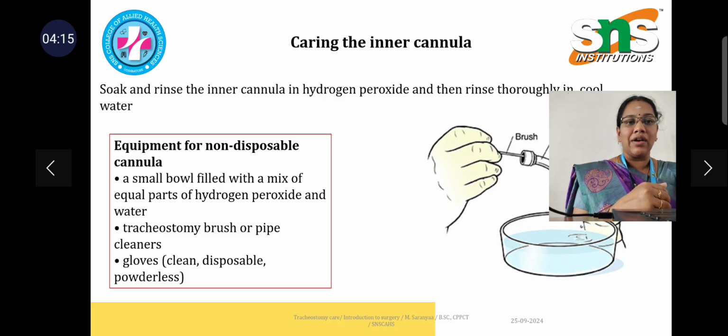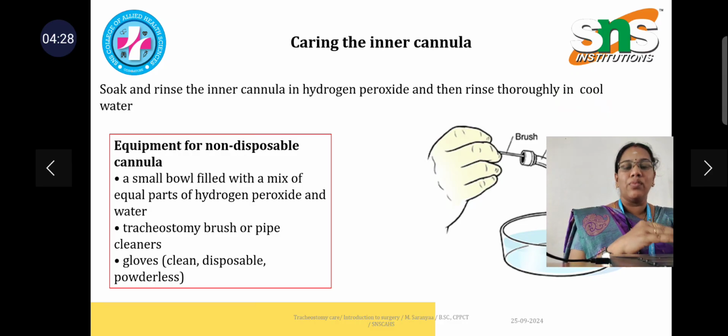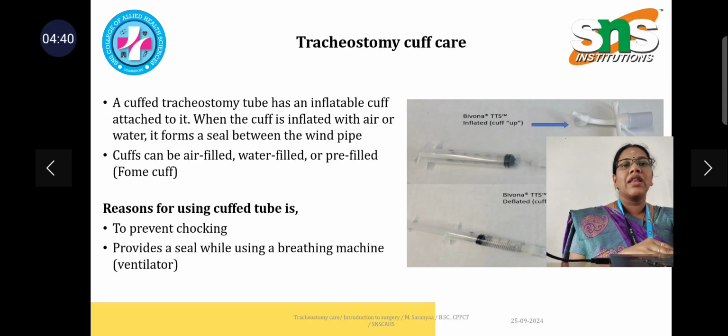Caring for the inner cannula. The inner cannula is inserted into the tracheal tube, so caring for the inner cannula is very important. Soak and rinse the inner cannula in hydrogen peroxide and then rinse it with cool water. A small bowl is filled with equal parts of hydrogen peroxide and water. A tracheostomy brush or pipe cleaners can be used. Clean with proper glove handling technique.